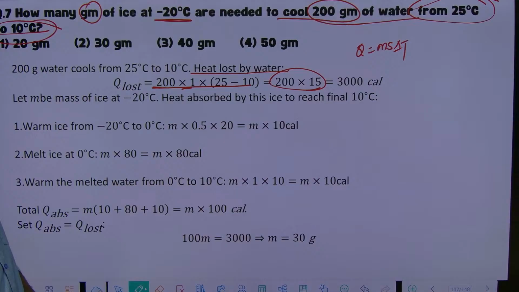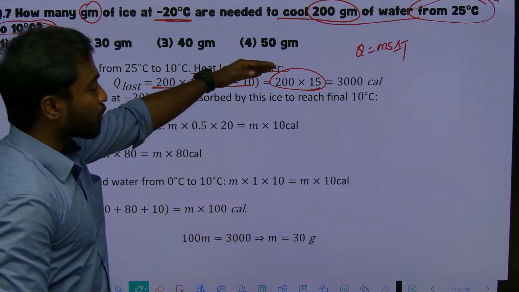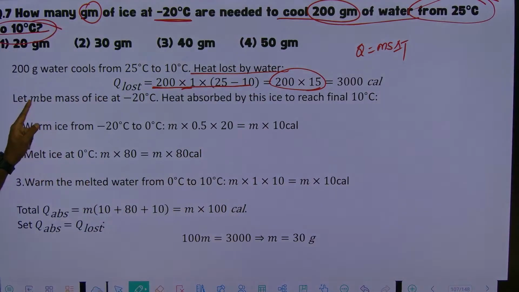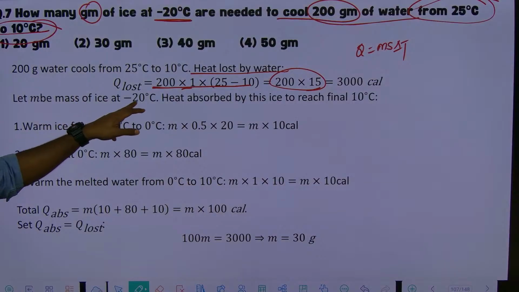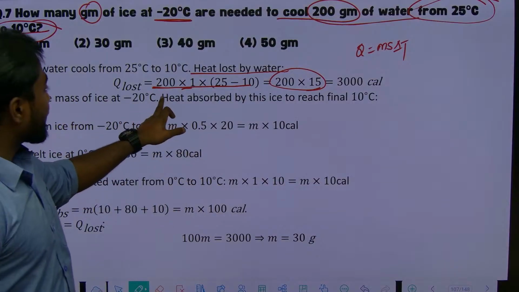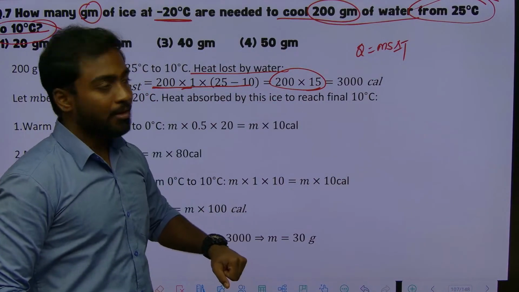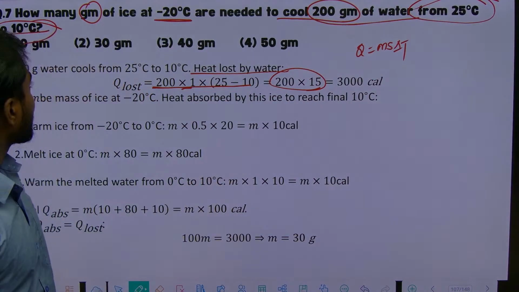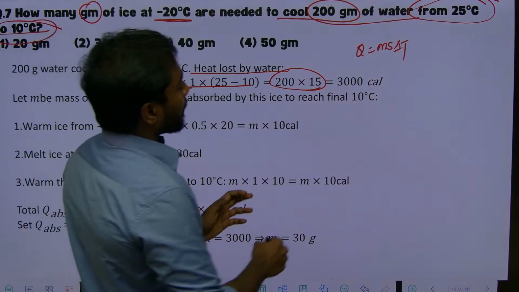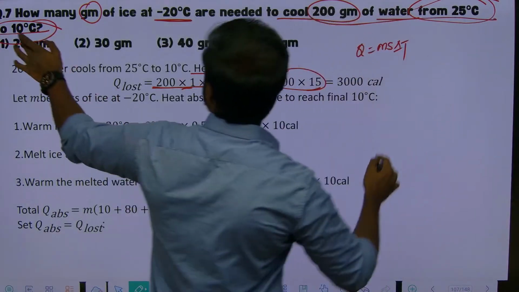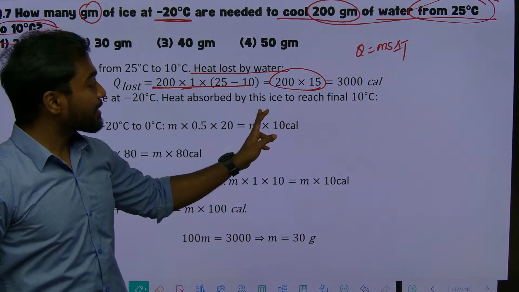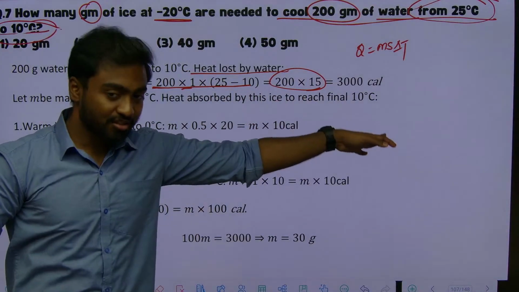Fine. So we should not stop up to this. We need to carry on, right? So let m be the mass of ice at minus 20 degrees Celsius. The heat absorbed by this ice reaches the final temperature of 10 degrees Celsius. Why, sir, are we taking 10 degrees Celsius? See, we are considering the water from 25 to 10 only. That's why we are considering that it reaches the final 10 degrees Celsius.